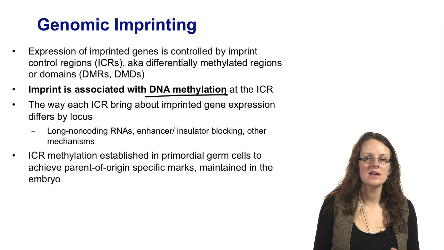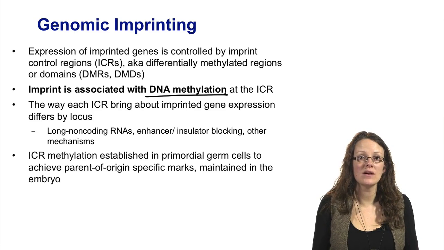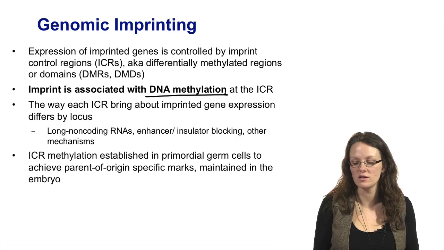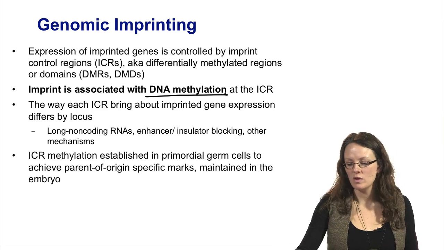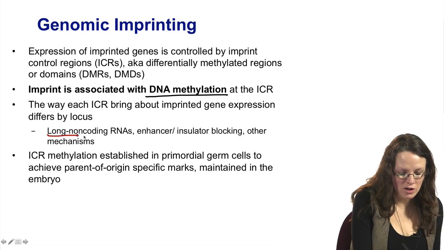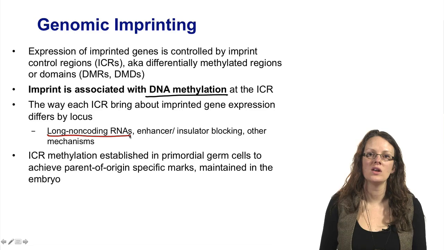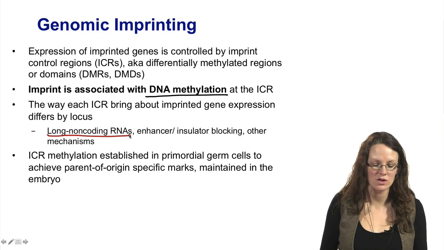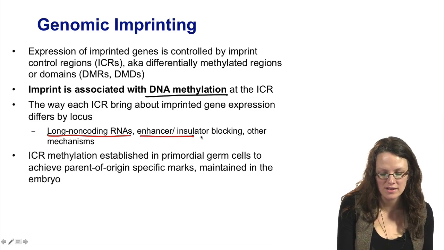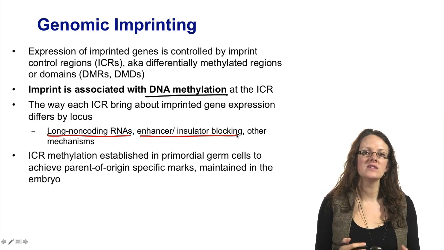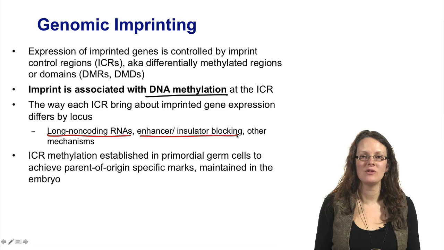The way that each imprint control region actually brings about gene silencing differs by cluster, or by each individual locus. The instances that we will talk about are long non-coding RNAs, so the action of a long non-coding RNA bringing about imprinted gene expression, or enhancer and insulator blocking, although these aren't the only two mechanisms by which an ICR can bring about imprinted expression.